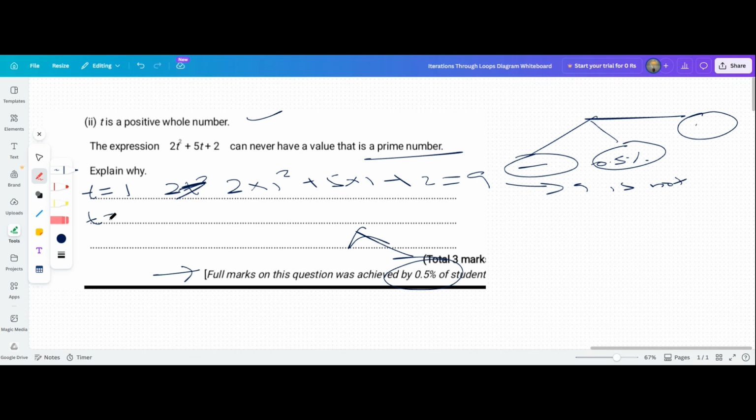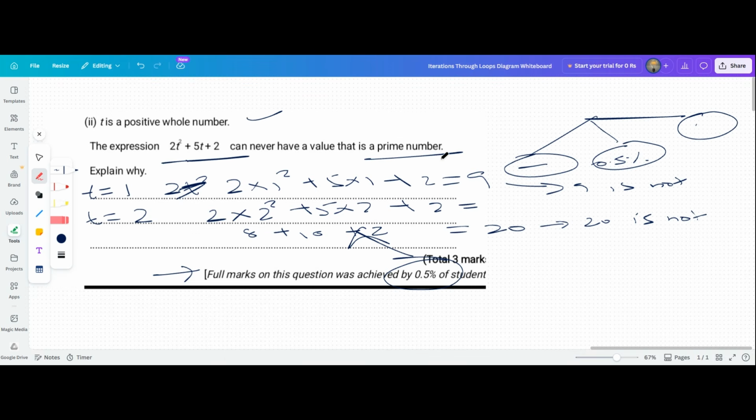Then they put t is equal to 2. So 2 into 2 squared plus 5 into 2 plus 2. 2 squared is 4, 4 into 2 is 8, plus 5 into 2 is 10, plus 2. So 10 plus 8 is 18, 20. So they wrote, okay, 20 is not a prime number. So they said this particular expression will never have a value that is a prime number. They just said it like that.